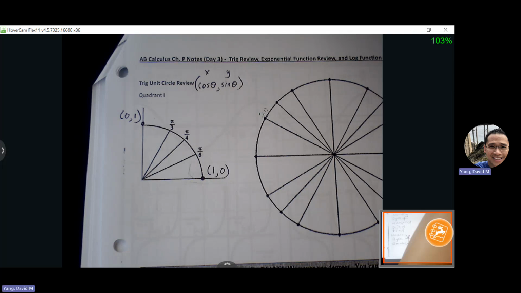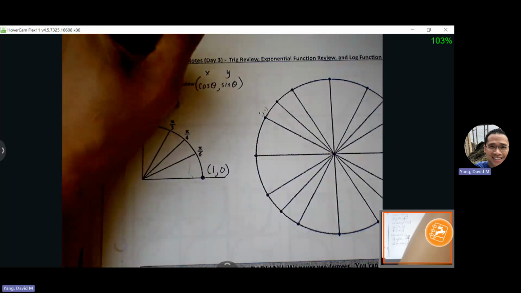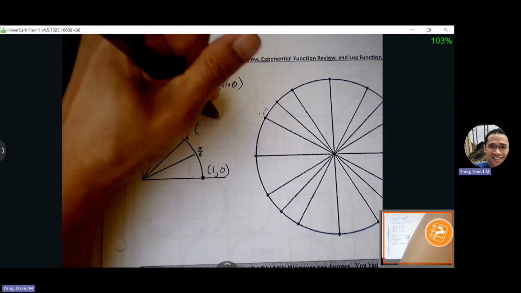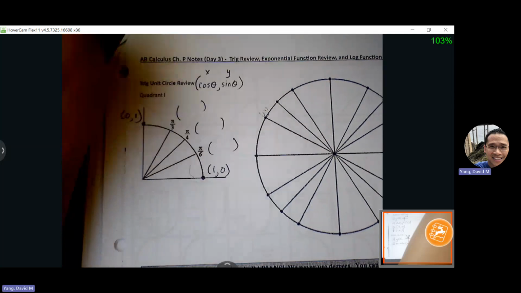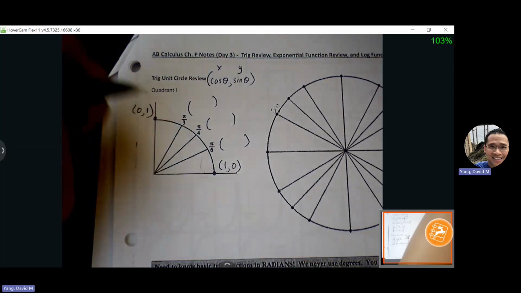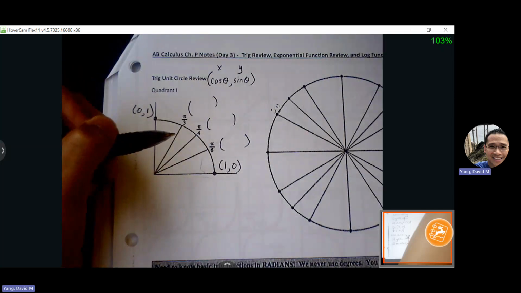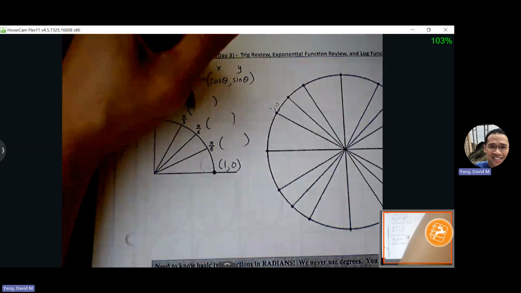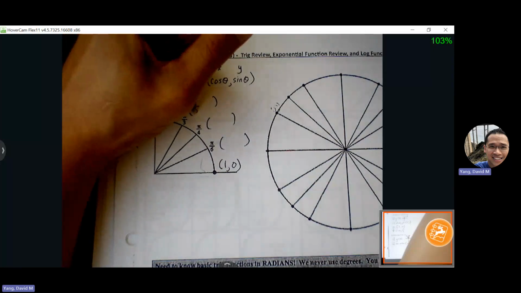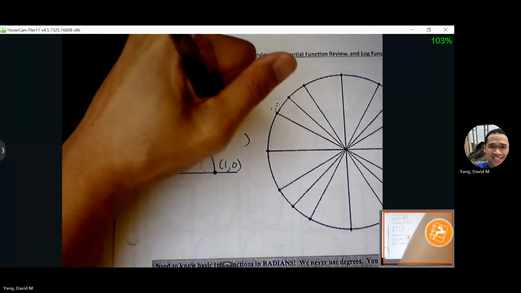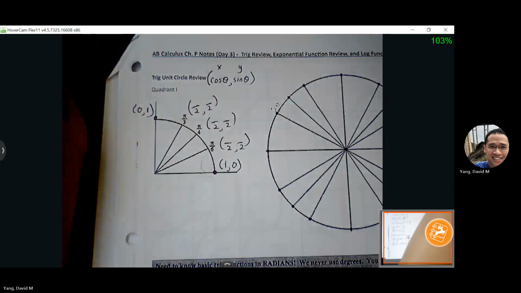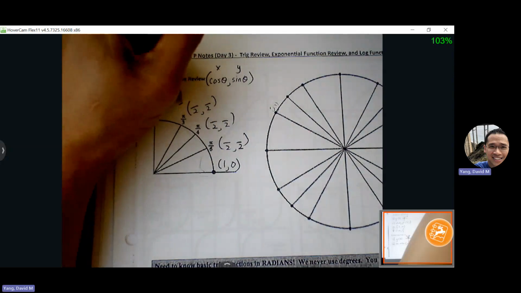Pi over 3, pi over 4, pi over 6. There are many different ways to memorize this. I do it this way, where I know that all of my ordered pairs have a 2 in the denominator. They're all going to be over 2, so everything is divided by 2. I'm starting at the upper left corner here.